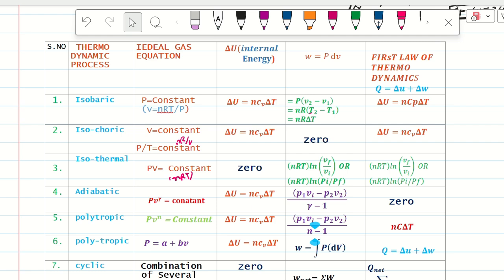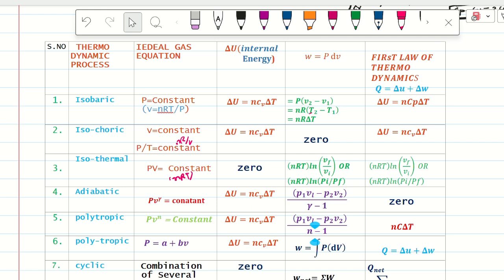When pressure is given like P equal to A plus BV, this is the relation, a variable pressure. Then work done equals the integral of A plus BV into dV; substitute and you will get the answer. In a cyclic process, Q net is equal to the sum of Q of all the processes, and W net is equal to the sum of work done of all the processes, meaning whichever processes are involved in the given graph. If a PV graph is given, there can be two processes, one isochoric and one isobaric.